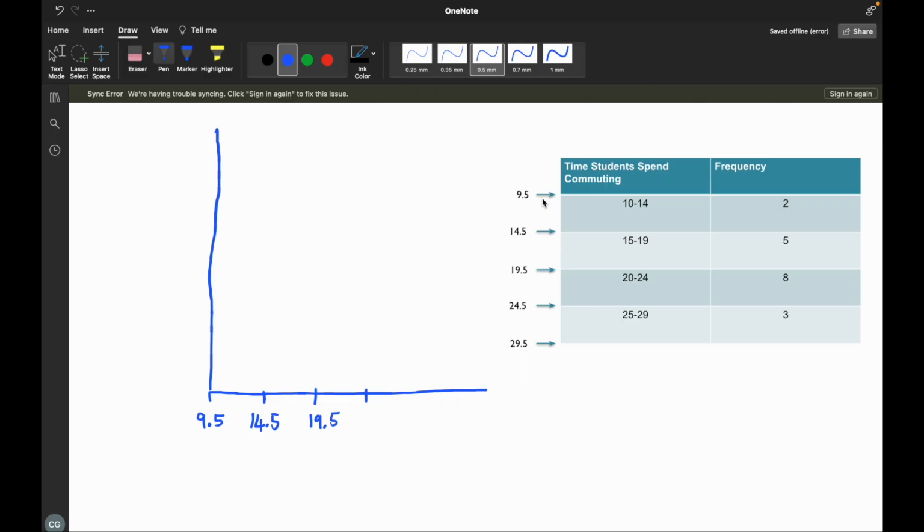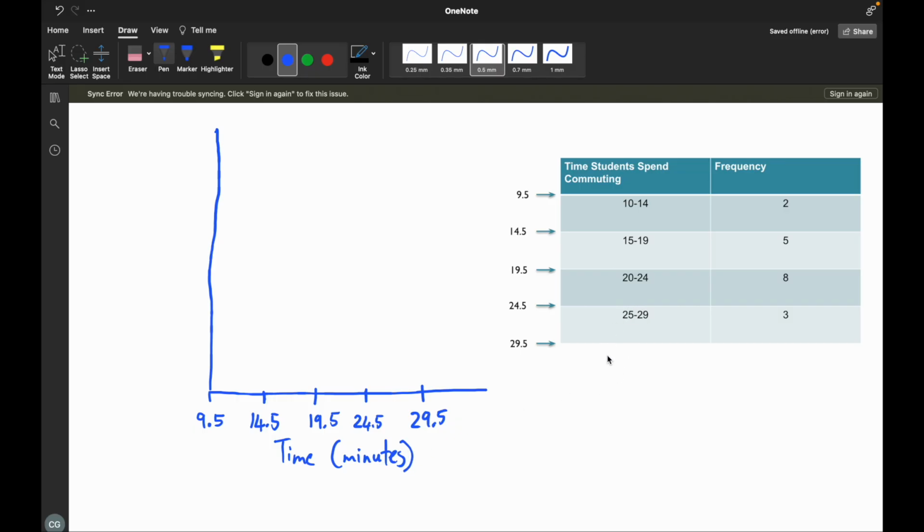What do I mean by that? The distance between 9.5 and 14.5 is 5. The distance between here is 5 and so forth. All right. So 19.5, then we have 24.5, then we have 29.5. So I'm going to say that this is in minutes. So we did our first step, which talked about upper class and lower class boundaries and actually putting them on the x-axis. All right. So what's the next step?